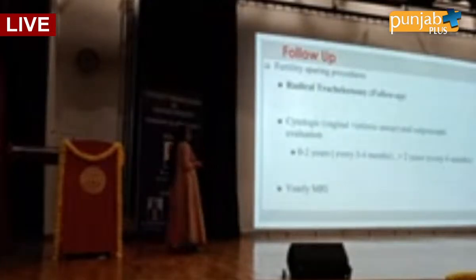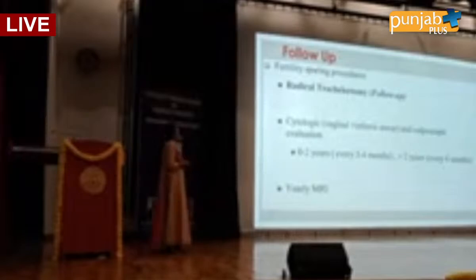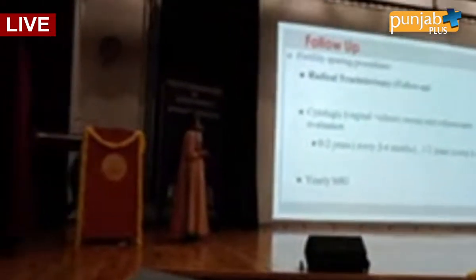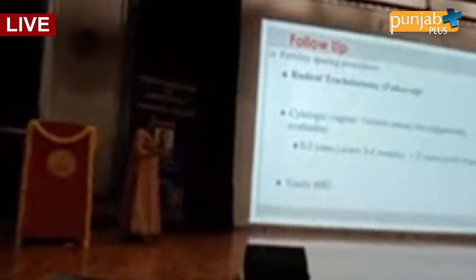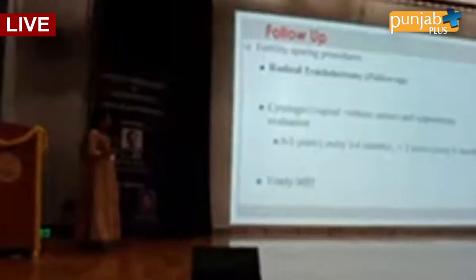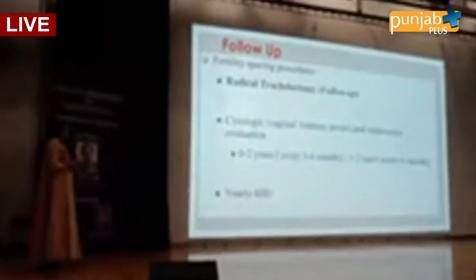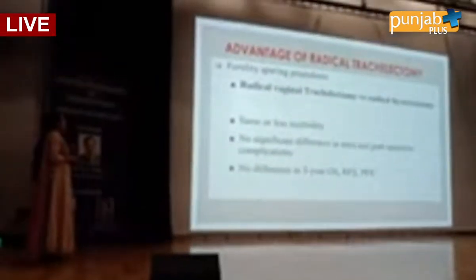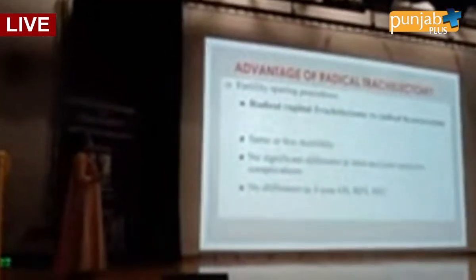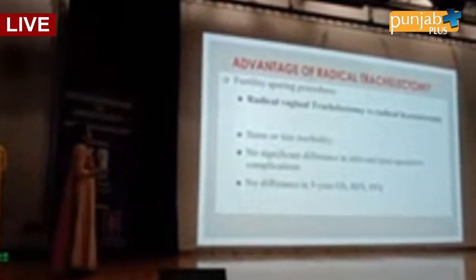We should do cytological examination and colposcopical examination every 3 to 4 months for first 2 years, followed by every 6 months for 2 years, and yearly MRI is advised. Then what are the advantages of radical trachelectomy?